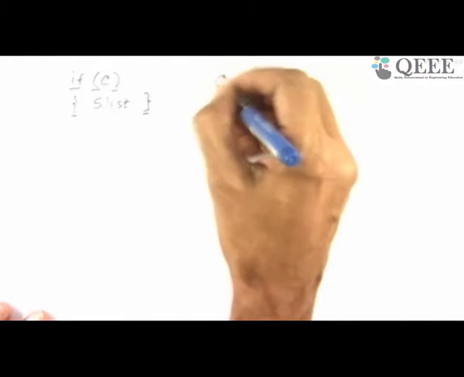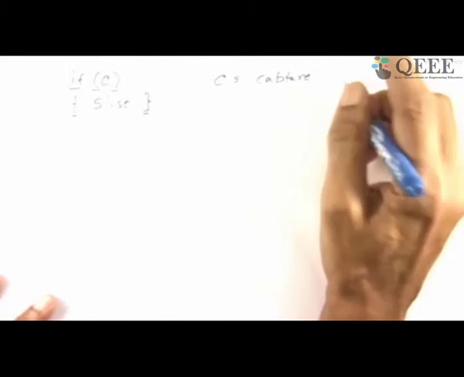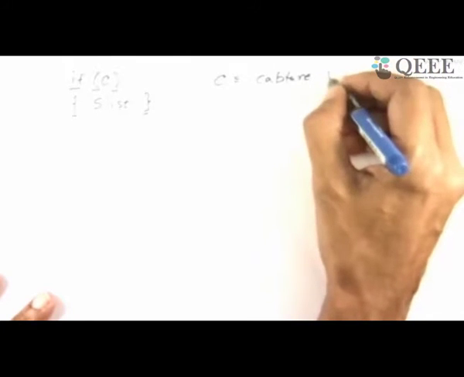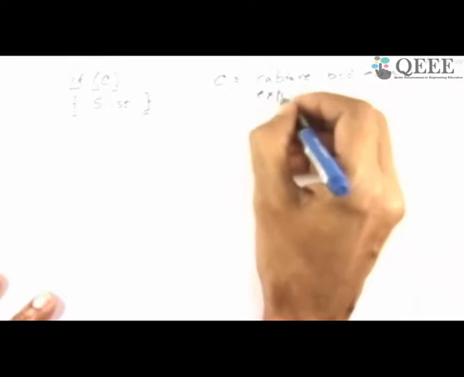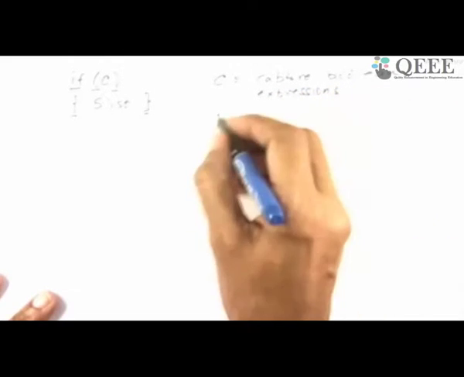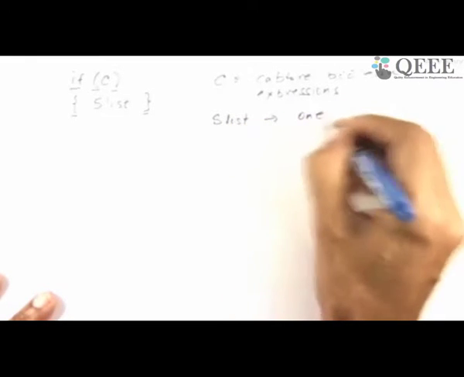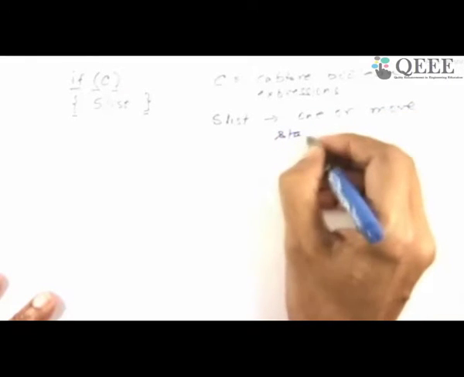C is supposed to capture Boolean expressions. Expressions that evaluate to true or false. If it doesn't, we'll see what happens. And what is S list? For us, S list means one or more statements of C. Any statement. I'm not saying which statement.